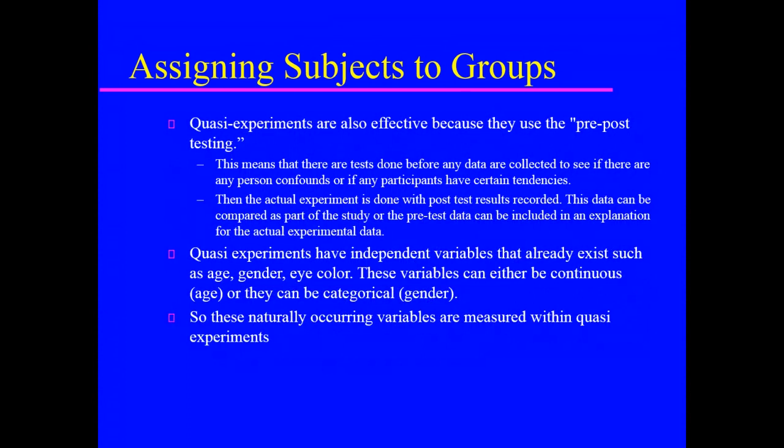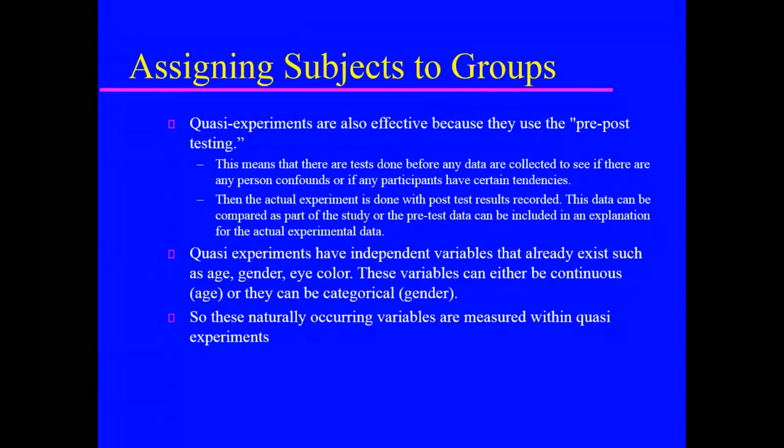And quasi-experiments are also effective because they can use pre-post testing. So this means their tests are done before any data are collected. You want to know if there's any confounding or if some participants might have particular tendencies. So the actual experiment will be done, and then you can look at the effects on the post-test. And then the data can be compared to the pre-test, and you can see what actually occurred and draw some conclusions.